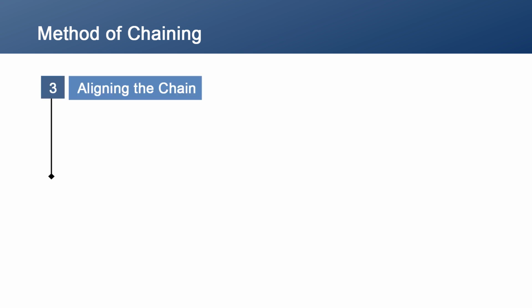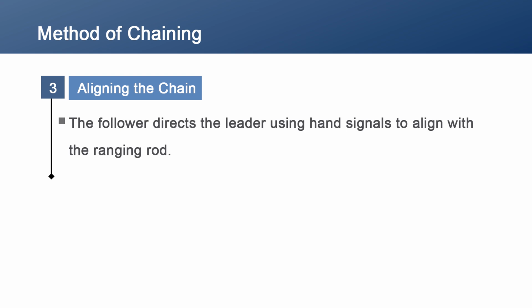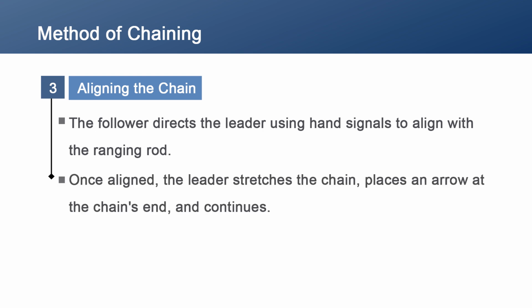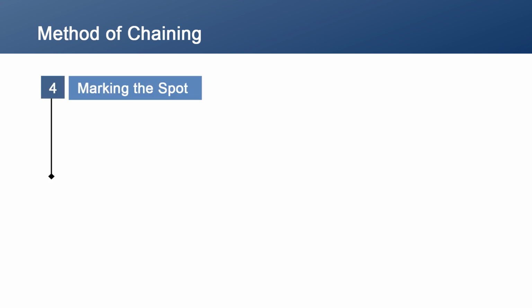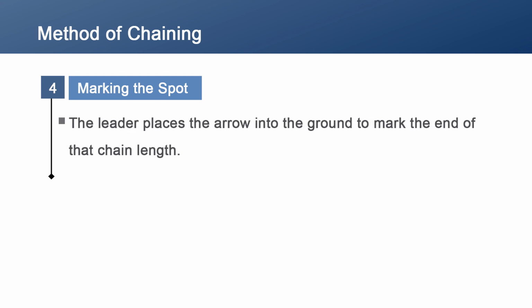Now comes aligning the chain. The follower directs the leader using hand signals to move left or right until they are perfectly in line. Once aligned, the leader stretches the chain, places an arrow at the chain's end and moves on. Then, marking the spot, the leader places the arrow into the ground to mark the end of the chain length.